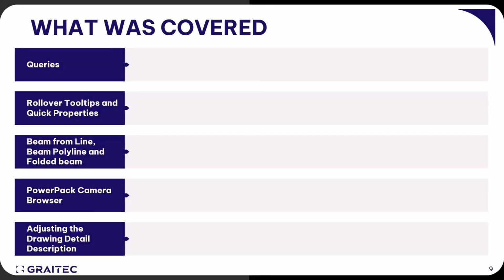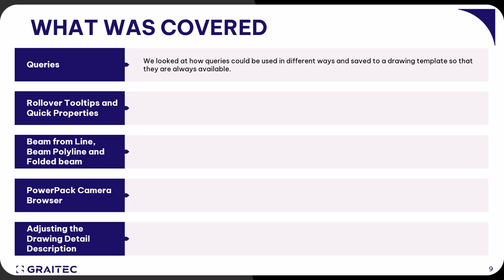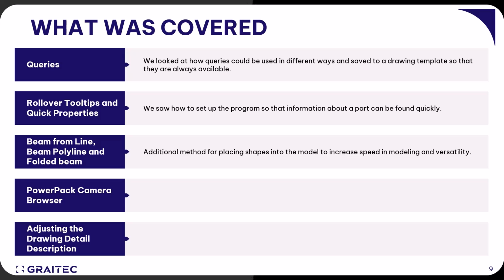Let's take a look at a few of the things that we covered today. First, we had the queries. Here we saw how queries could be used in different ways and saved to a template so that they're always available. Next was the rollover tooltips and quick properties. And we saw how we could set up the program so information about a part could be found quickly. Following this, we had the beam from line, beam polyline, and folded beam tools. And these tools showed us how we could use different methods for placing our shapes quickly into our model.